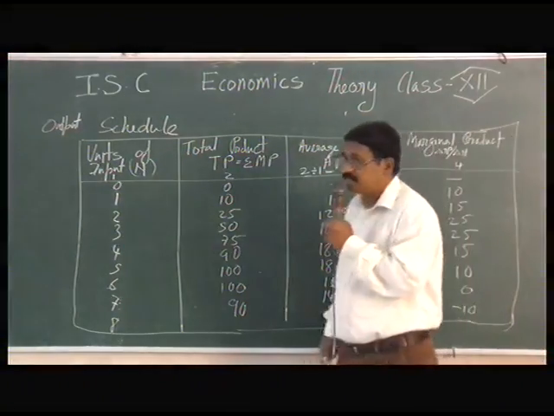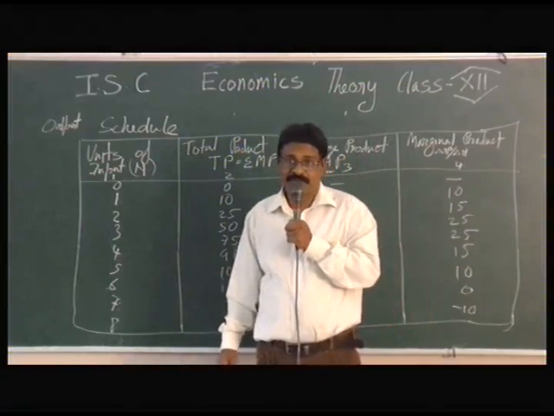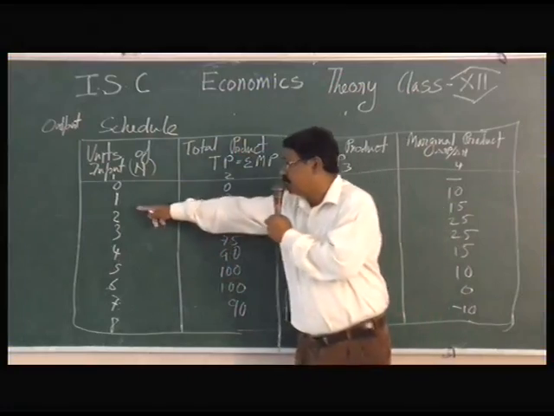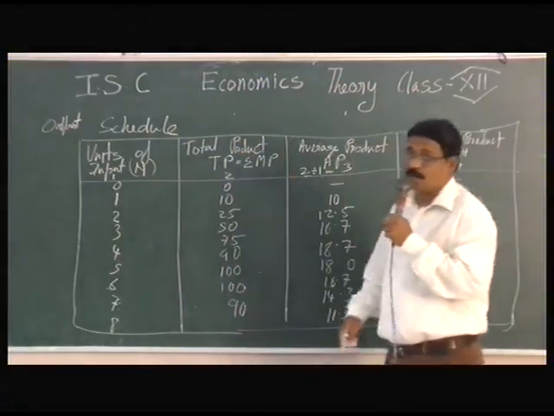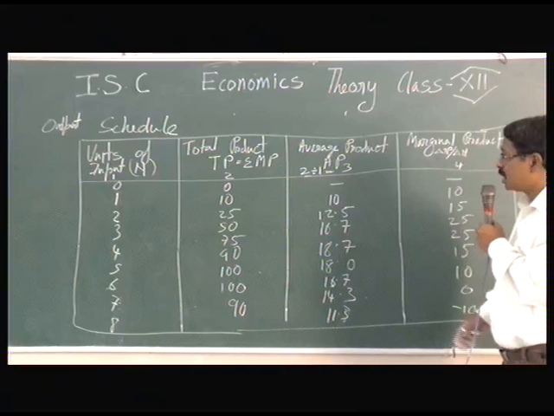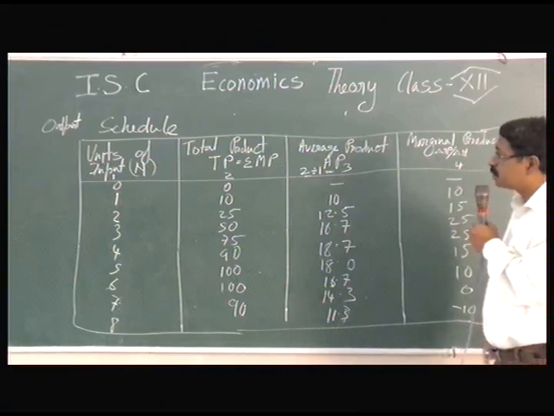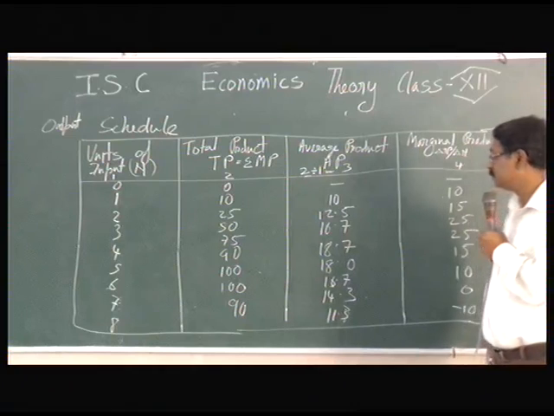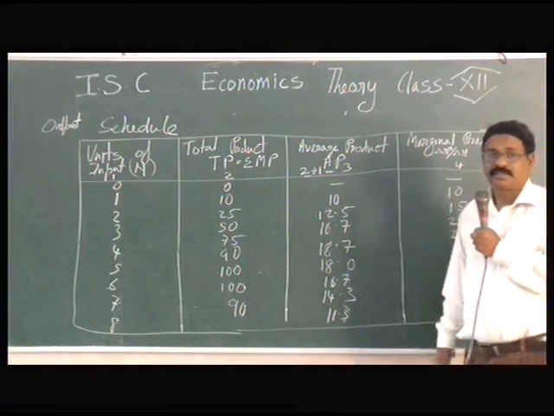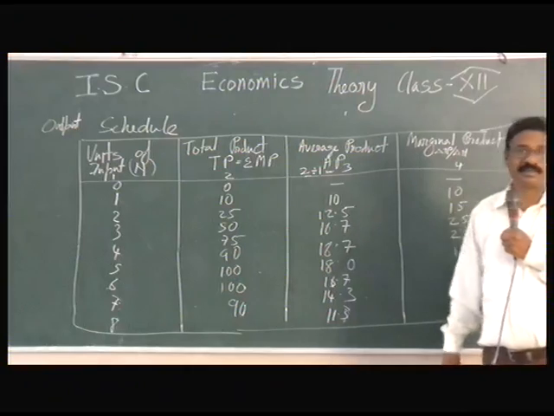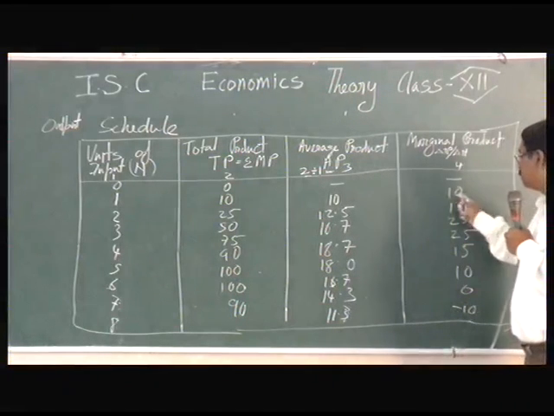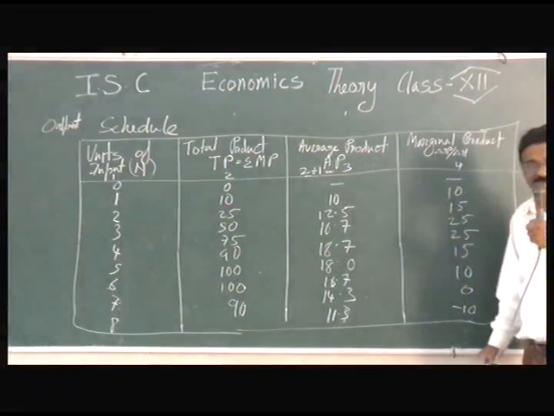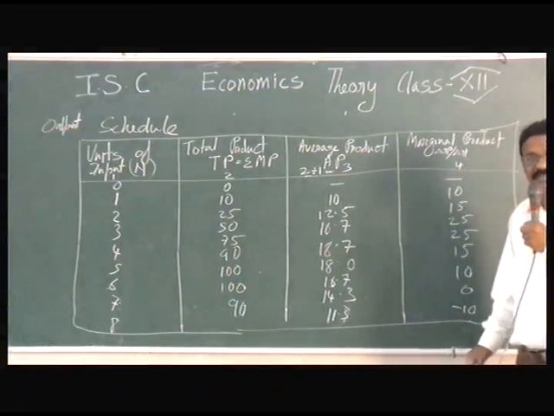Now when the first labor joins, input is 1, and the number of ball pens he produced in a day is 10. So the average is also 10, because 10 by 1 is 10. And marginal is also 10, because the contribution to the production of that labor is 10, personal contribution.